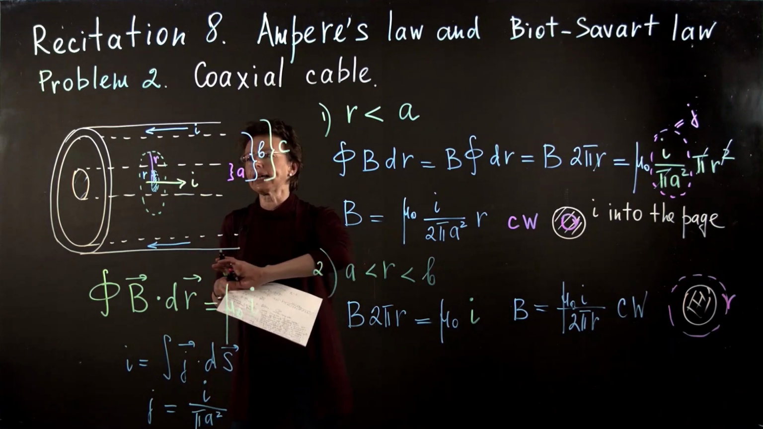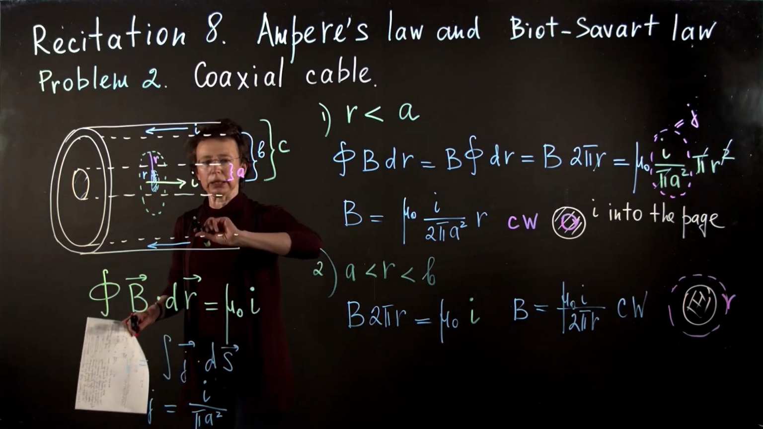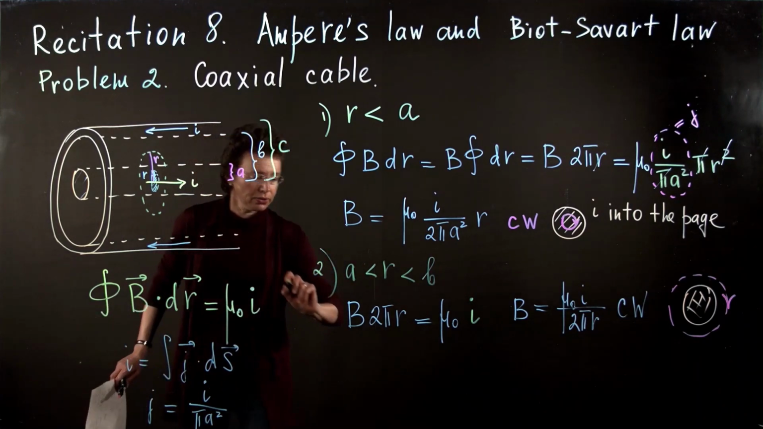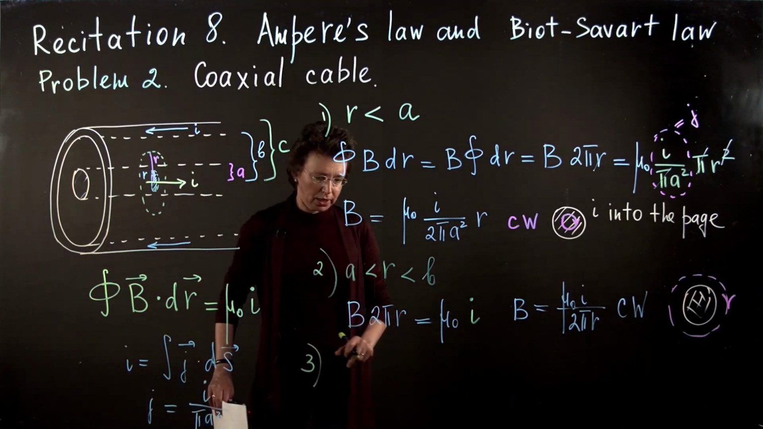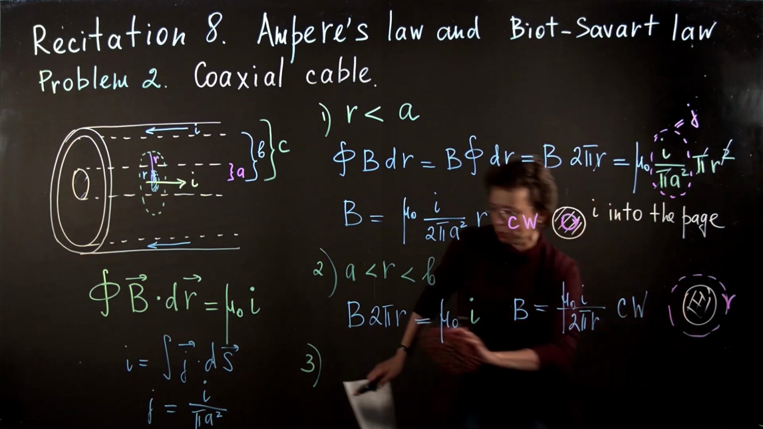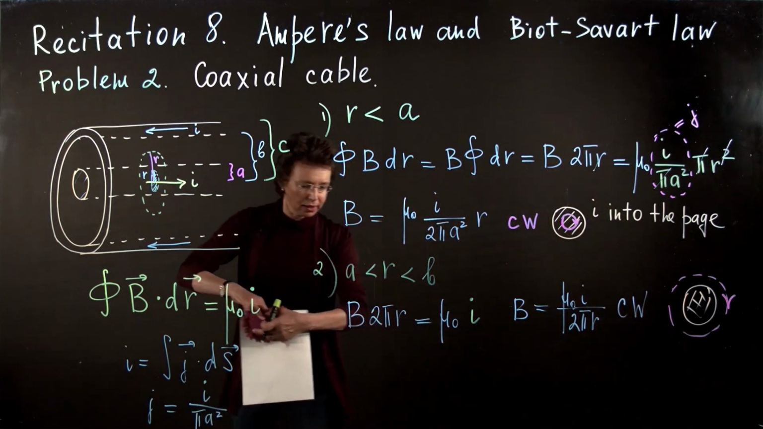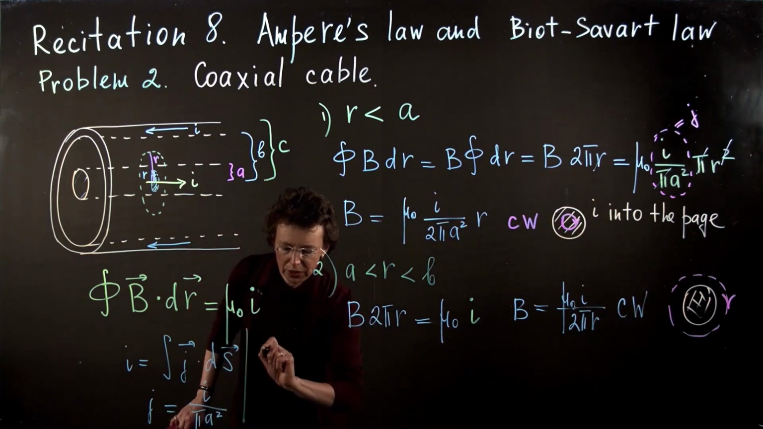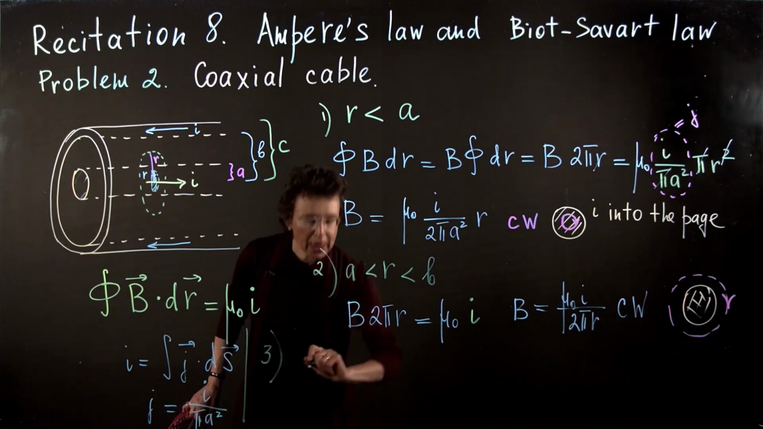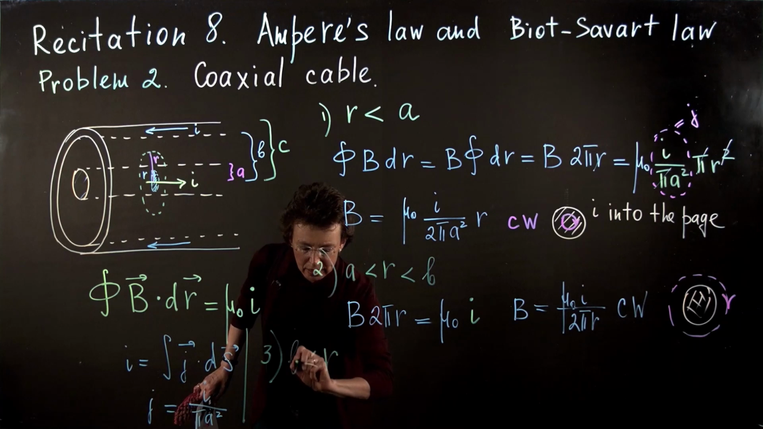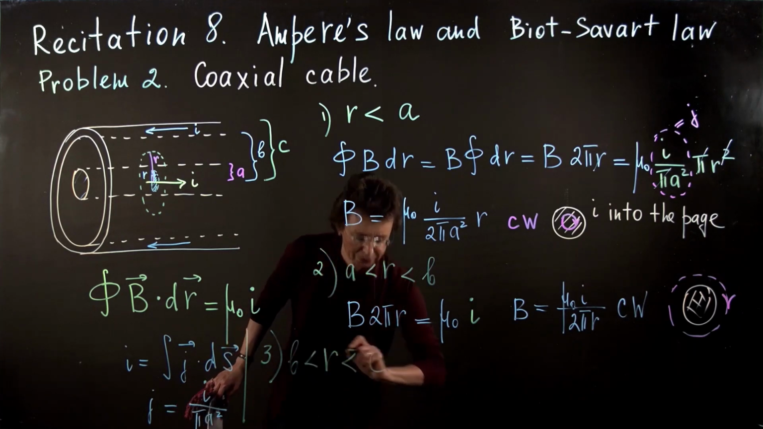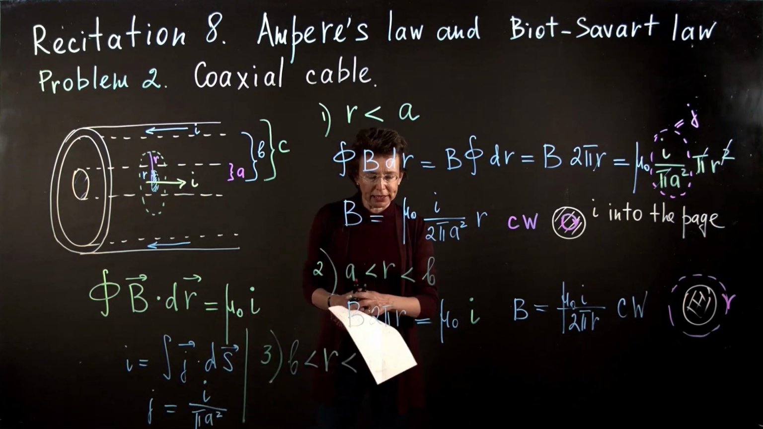Next region that I'm interested in is R3. And for 3, I will need more space, so I'll start here. 3. Now, R is greater than B, but less than C. What will be the magnetic field?